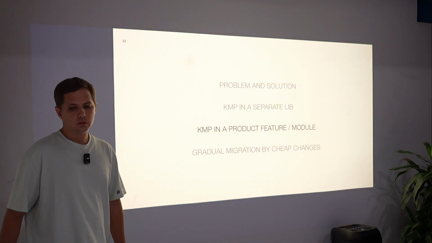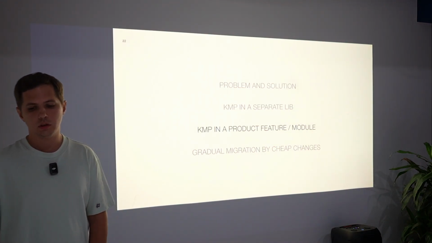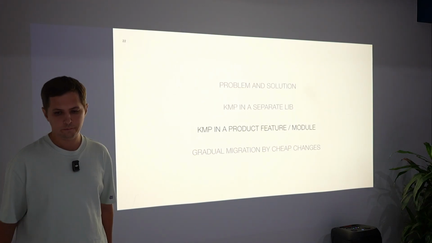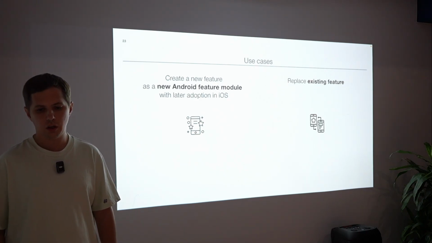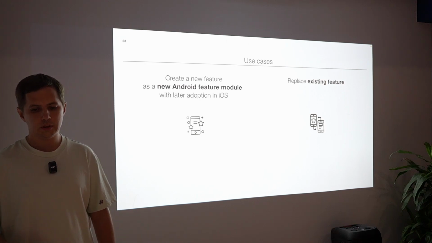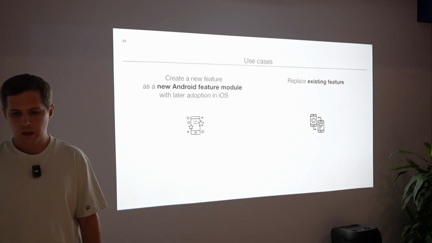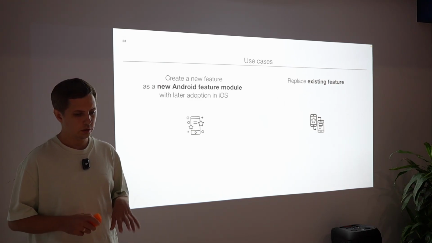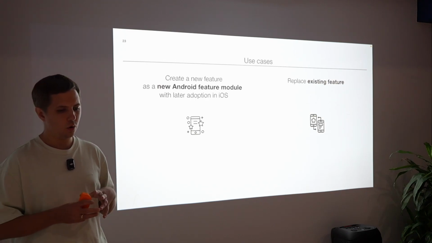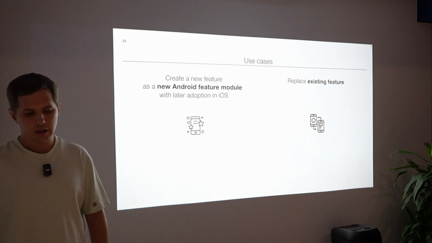So let's move on to the second approach, which differs from the separate library. It means using KMP in a whole product feature. Talking about use cases, we have 2 of them here. First of all is to create a new feature. It can be built as a usual Android feature module, but with later adoption in iOS. And another use case is to replace an already existing native feature in two applications with one common Kotlin multiplatform code, and to start developing it from there in common code.